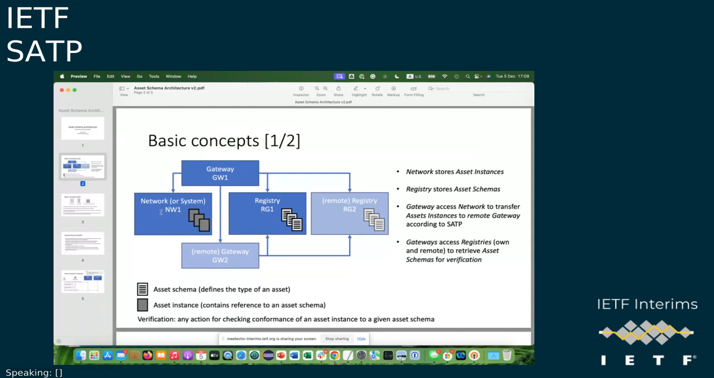There might be one global registry for all the gateways of the world, or we can imagine that we can have registries that are connected somehow to gateways or networks, and there could be many. Here in the example, we are assuming that gateway one has its own registry and gateway two has also a different registry. So in order for gateway one to understand what is the structure of the asset to be transferred to network two, it has to fetch the definition of the asset schemas inside the remote registry attached to gateway two. If I understand your question, is it answering your question?